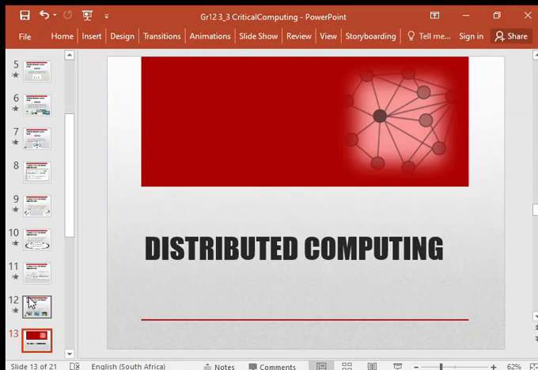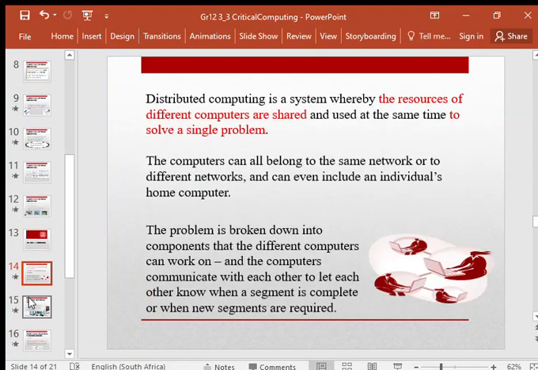Now, distributed computing, another concept under critical computing. This is whereby the resources of different computers are shared and used at the same time to solve a single problem. Now, all processing is not always possible with one computer system, so many computers can be used throughout a network or different networks to solve a problem. It can even include an individual's home computer.